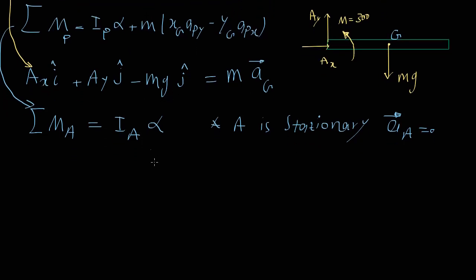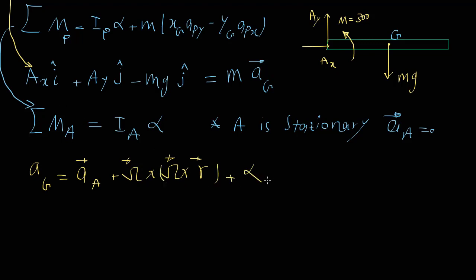So let's simplify these equations. The acceleration of point G, I can write it down based on point A, again from kinematics. So I can say that a_G is equal to a_A plus omega cross omega cross r plus alpha cross r. And r here is just G with respect to A. Okay. So what is the acceleration of point A? That's 0. So this is 0.